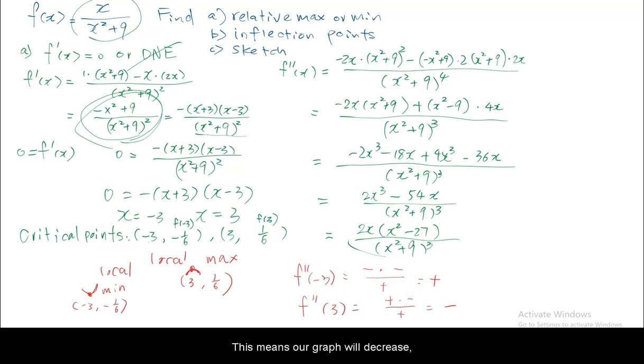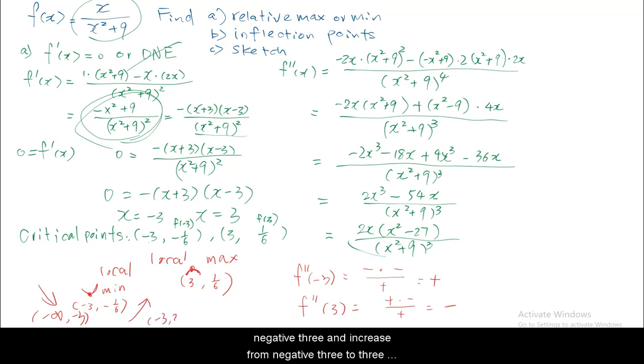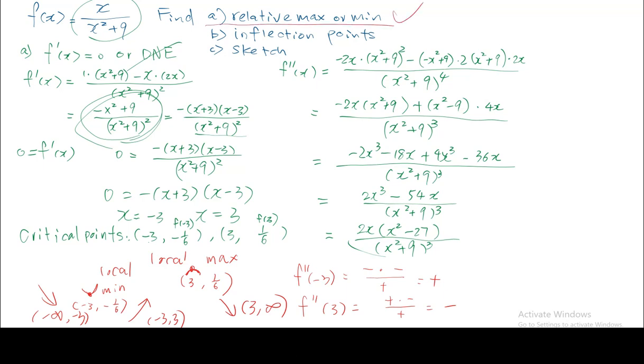This means our graph will decrease from negative infinity to negative 3, increase from negative 3 to 3, and decrease again from 3 to infinity. Right? That solves part A. Now let's look at part B, the inflection points.